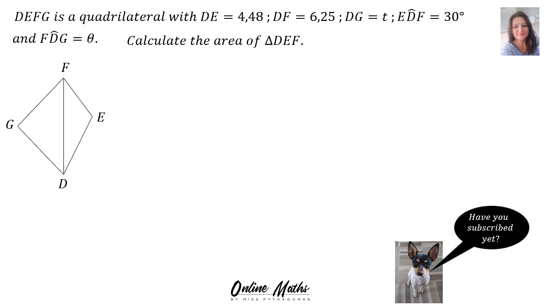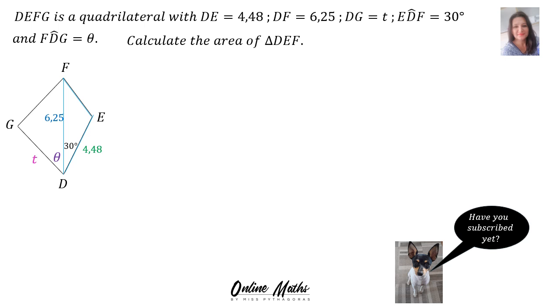DEFG is a quadrilateral with DE 4,48, DF 6,25, DG T, angle EDF 30 degrees and angle FDG theta. Calculate the area of triangle DEF, the blue triangle.